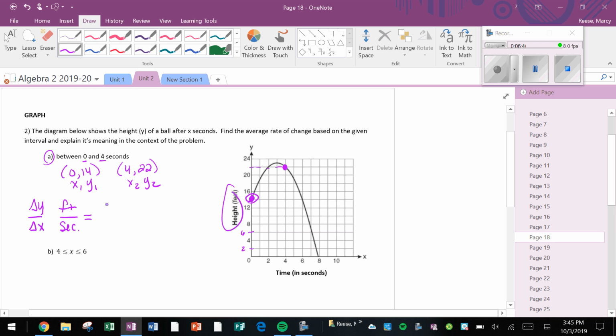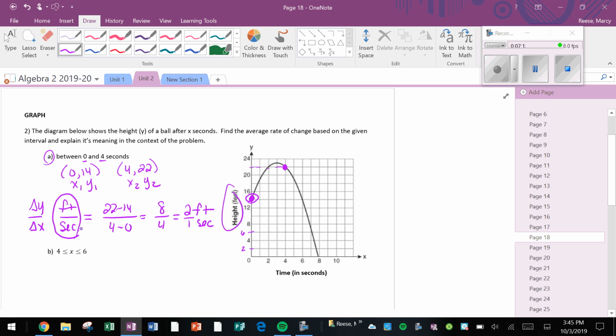Okay, so now I'm going to say 22 minus 14 over 4 minus 0. I'm plugging in the numbers now. 22 minus 14 is 8. 4 minus 0 is 4. 8 over 4 is 2. Now what that means is it's 2 over 1, basically. So it's 2 feet per 1 second. That's what that means. And that's why I defined it up here: your y is your feet, your x is your seconds.